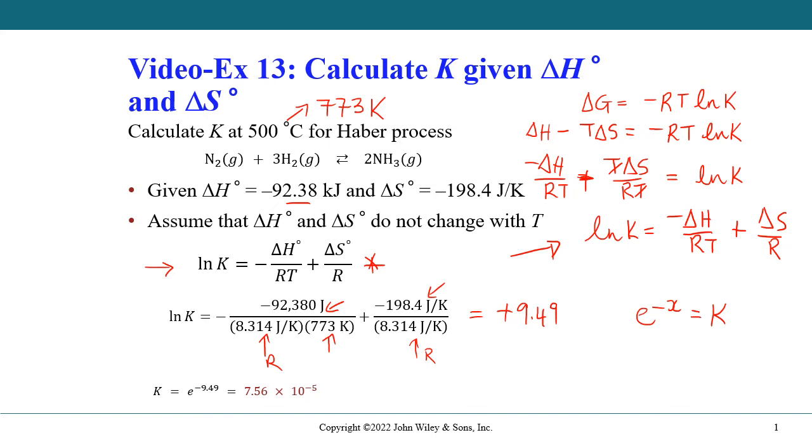for the equilibrium constant. Now remember, when we did this calculation in a previous video example, we found that the delta G value became positive, and of course the reaction was not spontaneous. Now this again makes sense because the K value is now small, indicating that this reaction is non-spontaneous.